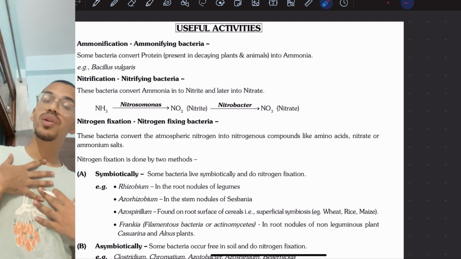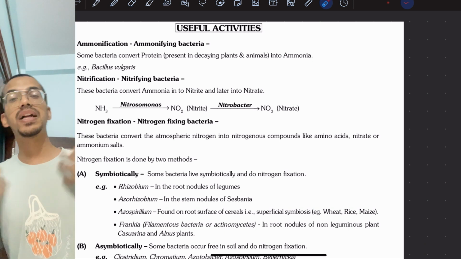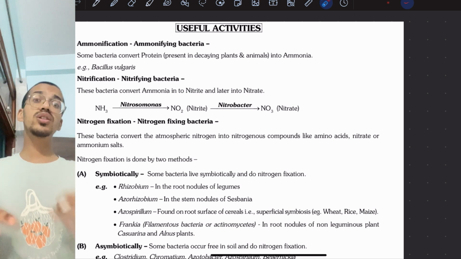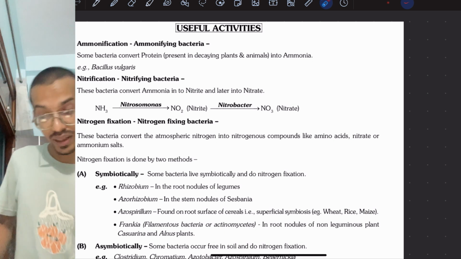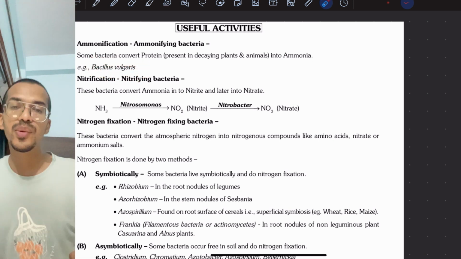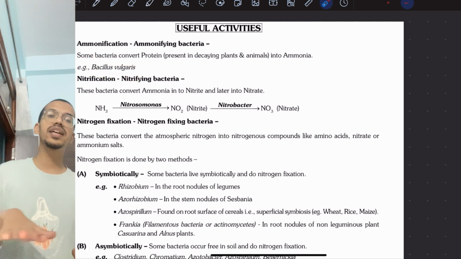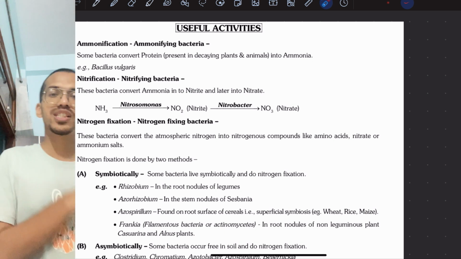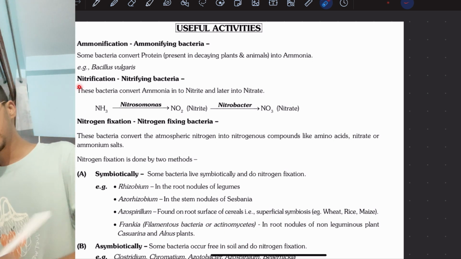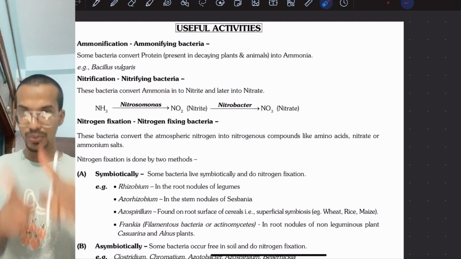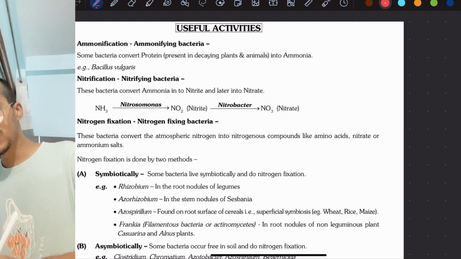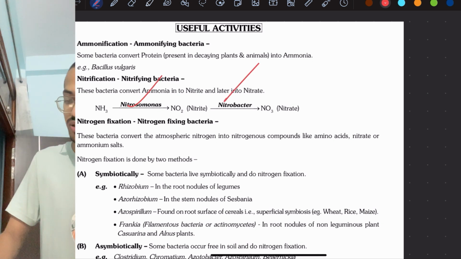So when I die, what will happen? Proteins are present in my body. Proteins are made up of amino acids, the basic units, which contain nitrogen, a useful compound for organisms. So Bacillus vulgaris converts the protein in the dead decaying organism into ammonia, which can be utilized by plants or other organisms for their growth. Then nitrification is the opposite of denitrification. We have already discussed this in this topic.